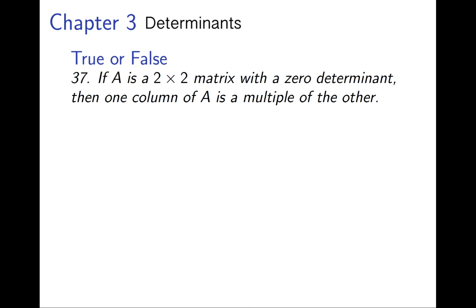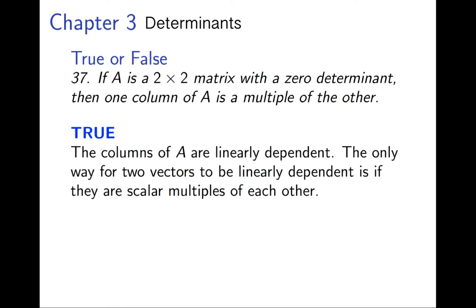If A is a 2 by 2 matrix with a 0 determinant, then one column of A is a multiple of the other. And this, of course, is true. The columns of A are linearly dependent because the determinant is 0. The only way for two vectors to be linearly dependent is if they are scalar multiples of each other. This, of course, is not true if there were more vectors, but since there's exactly two vectors, the only way for them to be linearly dependent is if they're scalar multiples of each other.